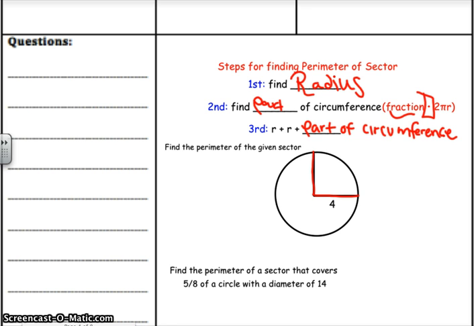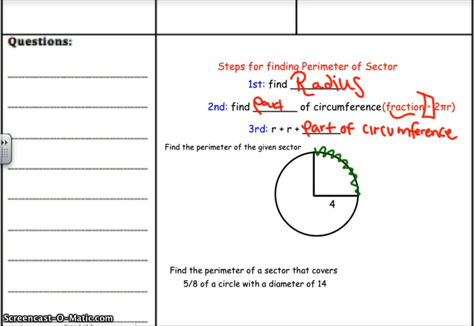All right, so let's do one. I saw last hour they really liked to find the fraction part first, and I think that's probably the best bet. So find the perimeter of the given sector. My radius is 4, so I already have it. So I want to find this part.